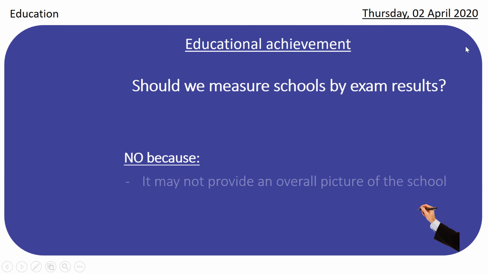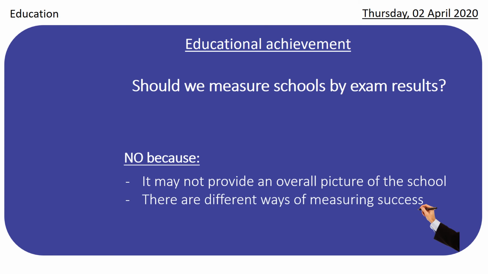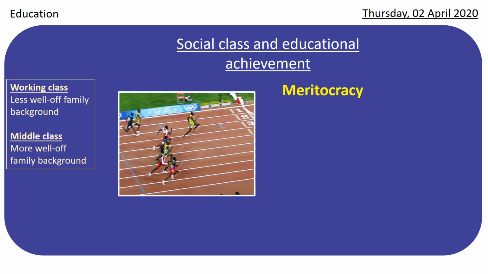Some people argue that looking at league tables does not provide an overall picture of the school, doesn't tell you how good the sport is, doesn't tell you how good the extracurricular is. Okay, there's different ways of measuring success as well. There are some people who manage through school to cope with some incredibly difficult things. That's not necessarily measured in exam results, but it's a huge success in their lives. And you can see it if you go and observe schools, but you can't see it in the exam results.